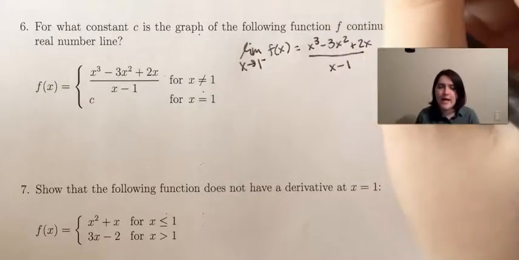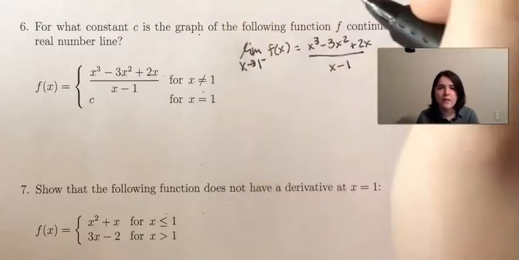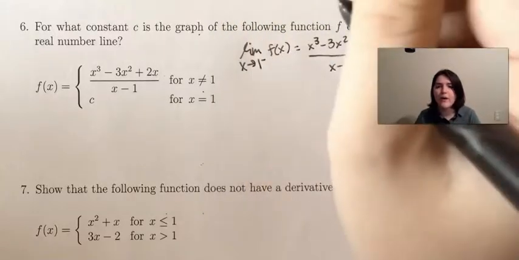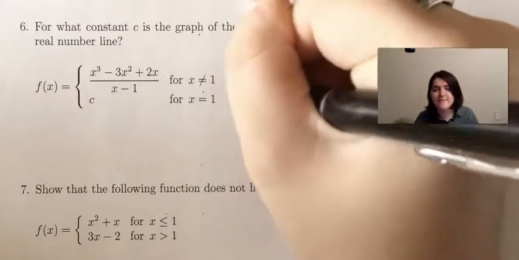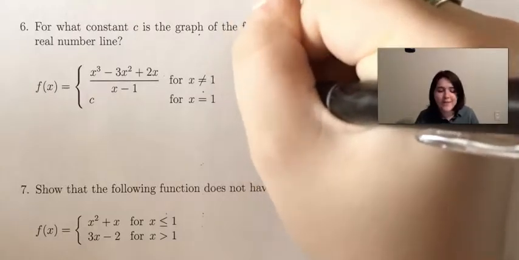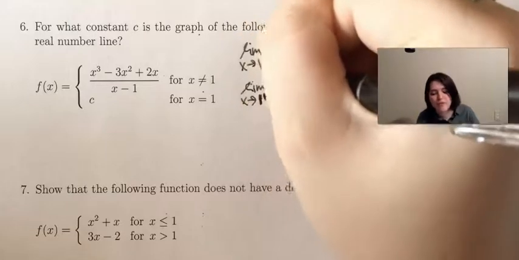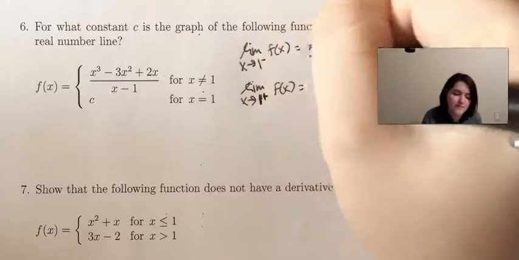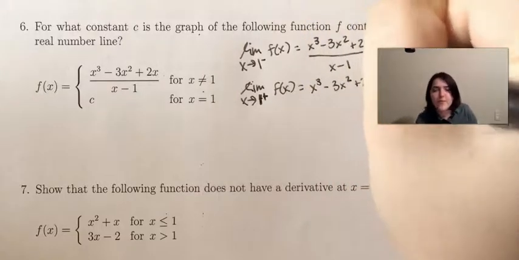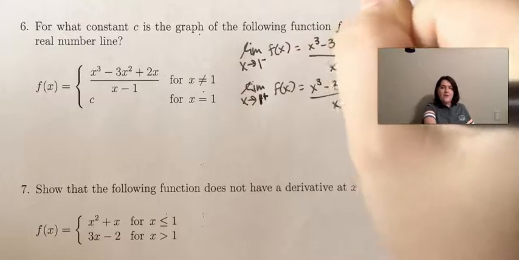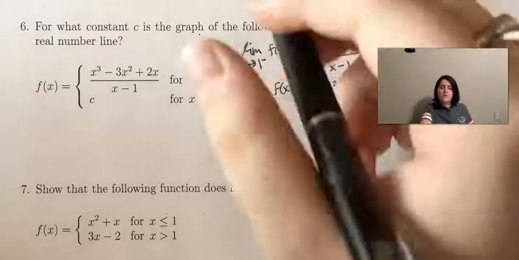So this is the left side, we wrote the function. But then if we plug in 1, it doesn't work out. It's 0 over 0 because 1 minus 3 plus 2 is 0. And then 1 minus 1 is 0. So 0 over 0 means we have to do L'Hopital's rule.